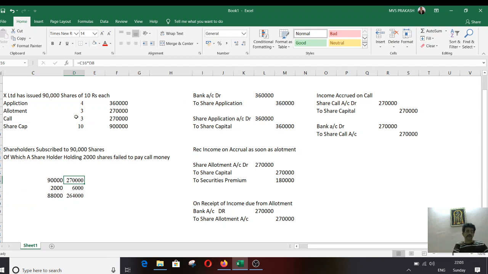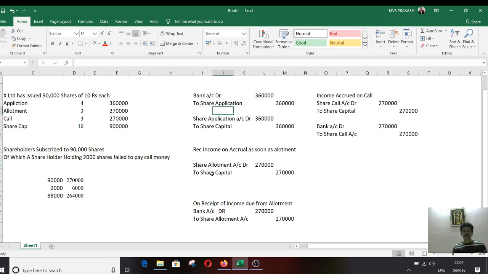Now that entry I need to pass. In this case, as the arrears, the amount is not paid only in the terms of call. So my first entry remains the same, second entry remains the same, third entry also remains the same. In this case you are not issuing at premium, you are issuing at par only, so my third entry will also remain the same. Fourth entry will also remain the same.